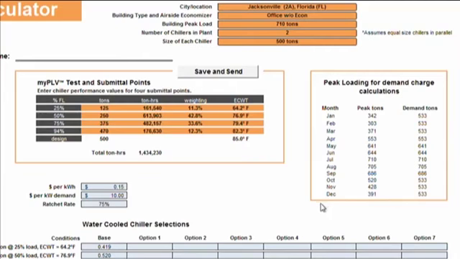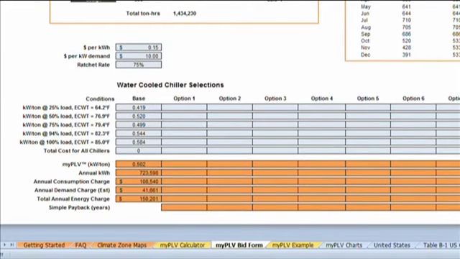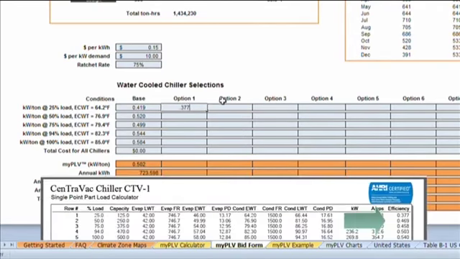The peaks for each month are summed together and multiplied by the design kW per ton and the demand rate for the plant. Note that we assume the peak for each month is when the chiller is at full load. To do a chiller comparison, you simply start inputting chiller performance in the next columns. As an example, we'll add a high efficiency option to the bid form and see what kind of payback we can expect.